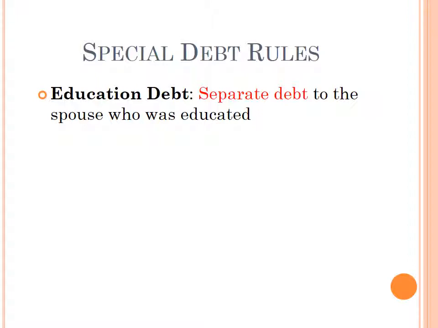A couple of special debt rules to be aware of. Number 1 is education debt. So these are student loans, for example. These are separate debts to the spouse who was educated. The idea is that only one spouse actually received the benefit of the education, and likely the other spouse had to sacrifice in some way in order to provide the first spouse with the time, energy, or money that they needed to complete that education.